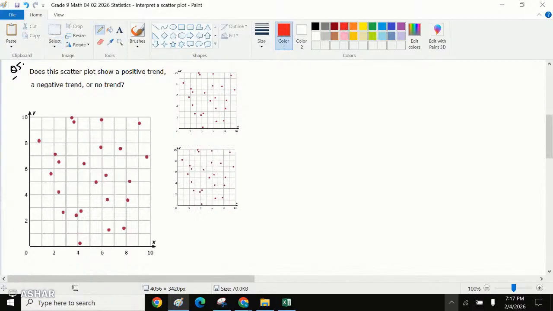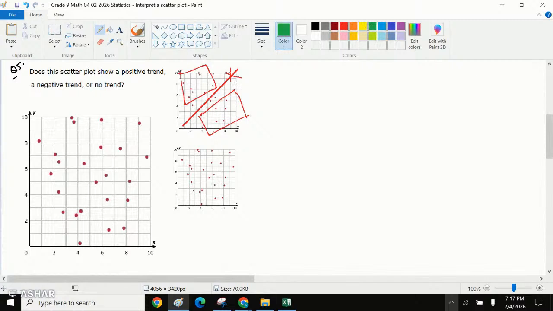If we want to see whether it has a positive trend, if we make this line pass through the maximum number of points, can we say that these points on either side are near to the line? Are they close or are they far away? They seem to be far away. That means it's not a positive trend, right?